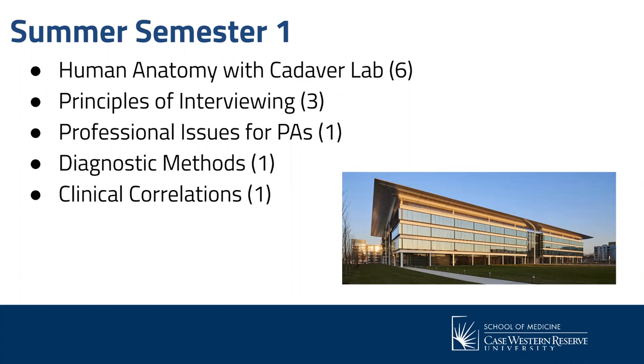And then finally, clinical correlations. Clinical correlations was a course that was developed in order to help students understand the importance of anatomy. It's very easy for students to just look at anatomy and say, oh my gosh, I got to know the brachial plexus. But then in clinical correlations, we go through cases that are helping you understand why you need to know the brachial plexus or why you need to know the spinal anatomy.